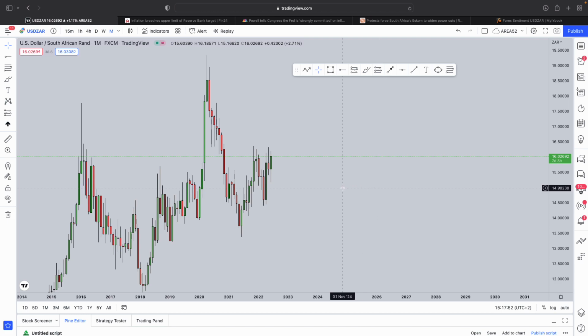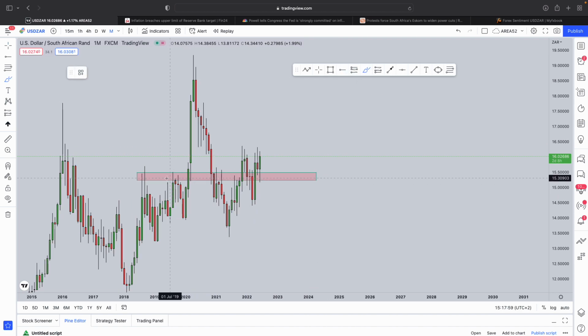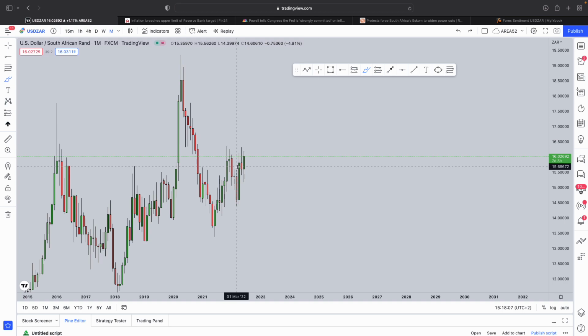If you start on the monthly time frame, it's quite clear that the market had broken above this very strong level of resistance. This level over here acted as resistance multiple times. The market broke above that, came to test it as support. You can see the market is ready to move that rally to the upside.